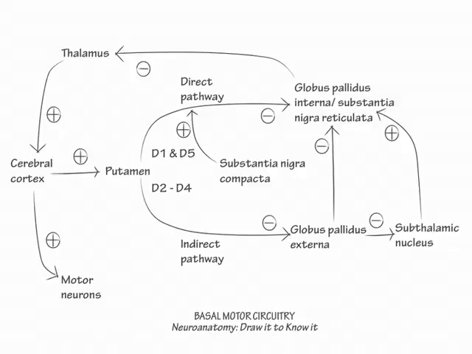Show that substantia nigra compacta activation of these produces inhibition of the indirect pathway and thus inhibition of the inhibitory loop. In short, the substantia nigra compacta acts on both pathways to generate the same ultimate effect, the promotion of movement. This concludes our drawing of the basal motor circuitry.